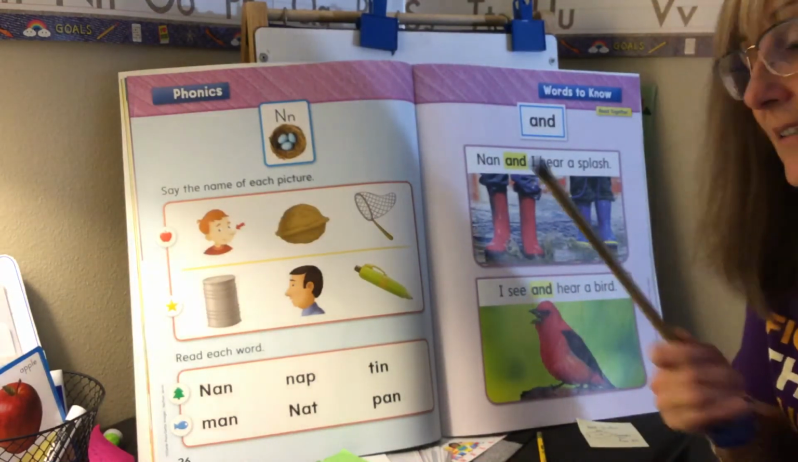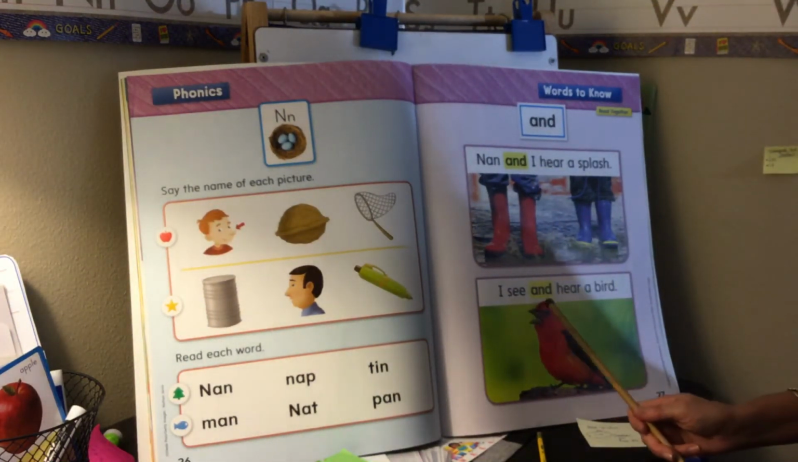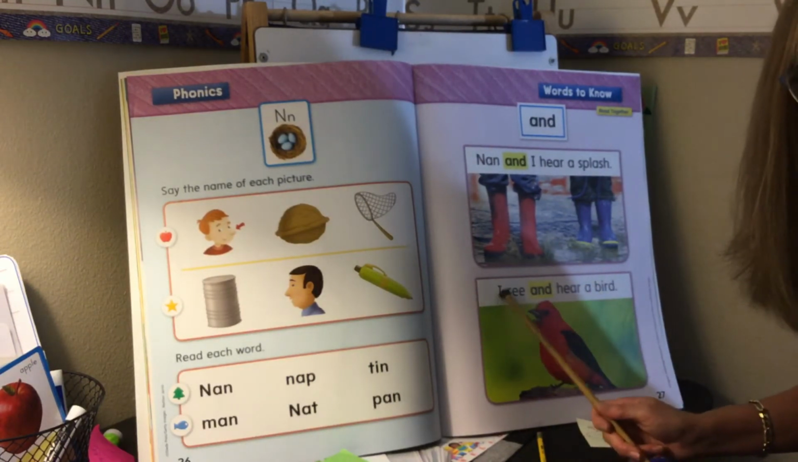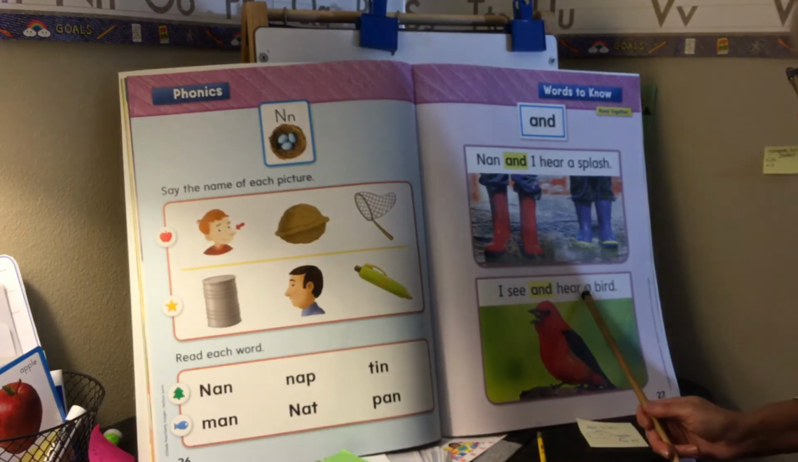Okay, listen to the next sentence. I see and hear a bird. Now do it with me. I see and hear a bird.